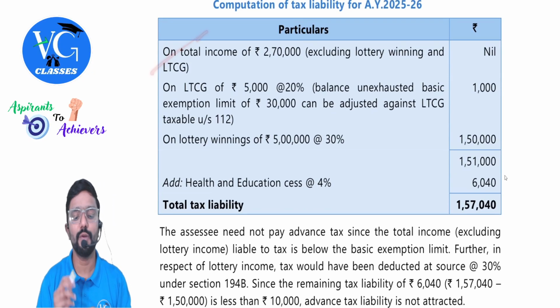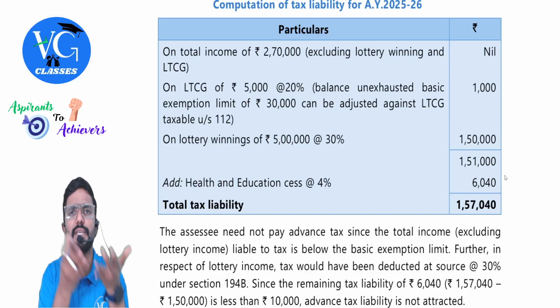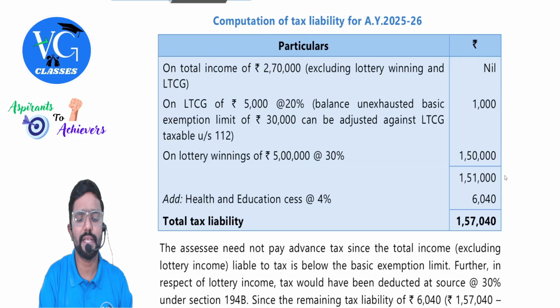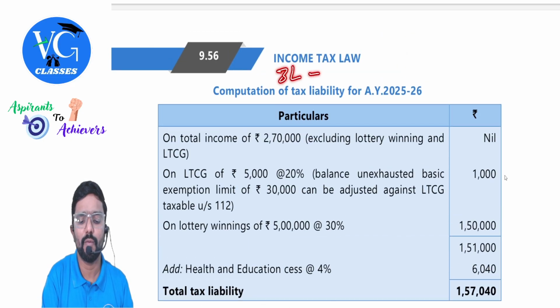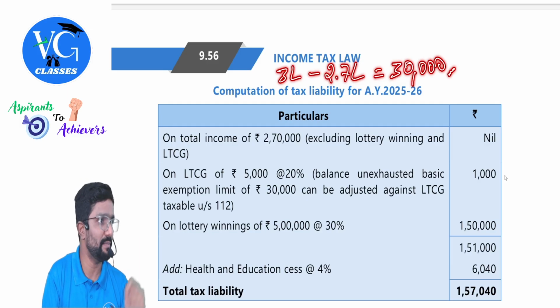On total income of 2,70,000, guys, listen here. 2,70,000 is the normal income which is taxable at slab rates. No tax because it is less than basic exemption limit. What is the basic exemption limit under default scheme? 3 lakh. What is your normal income? 2.7 lakh. So there is a shortfall of how much? 30,000, which you call unexhausted basic exemption limit.